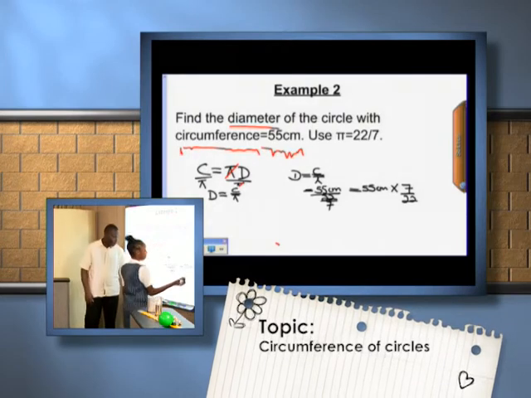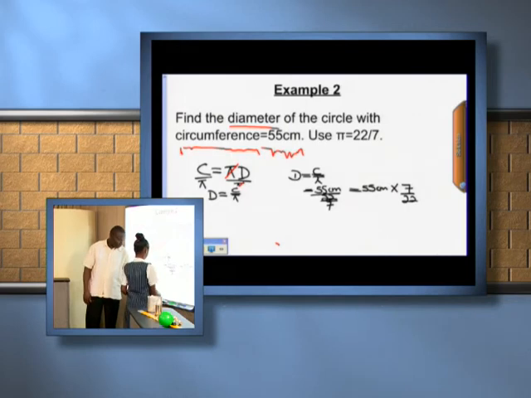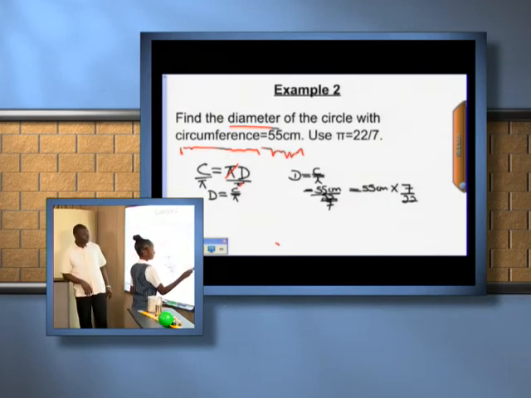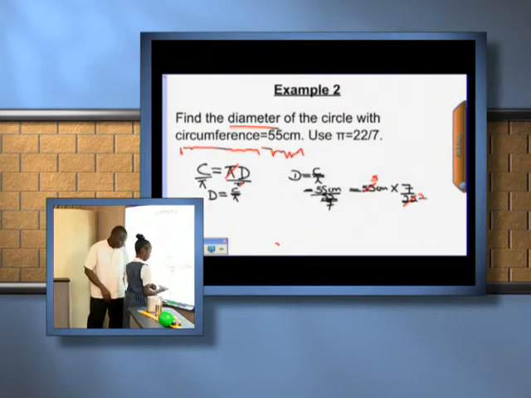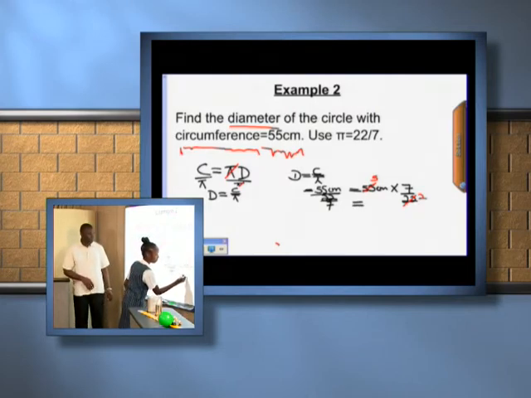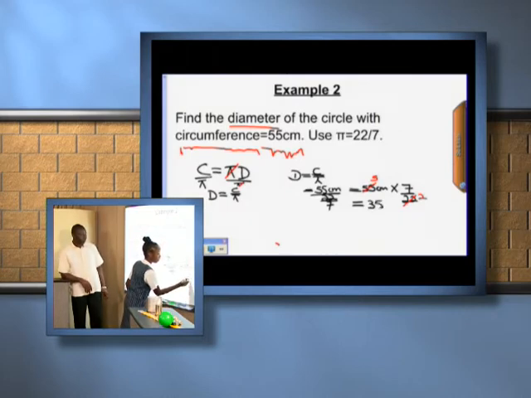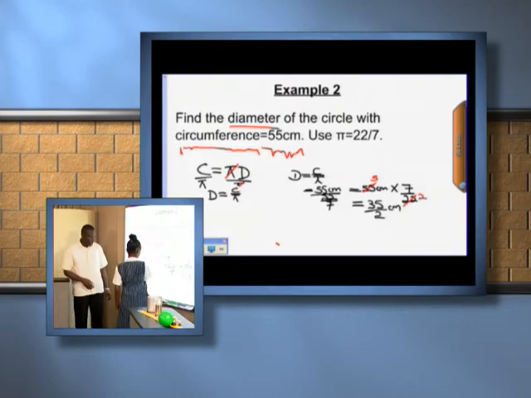Good. Well, then we can cross off. Use this to cross off. 11 and 22 is... 11 and 5. Good. So now you just have 5 multiplied by 7. Is equal to 35 centimeters. Okay. Thank you. Good.